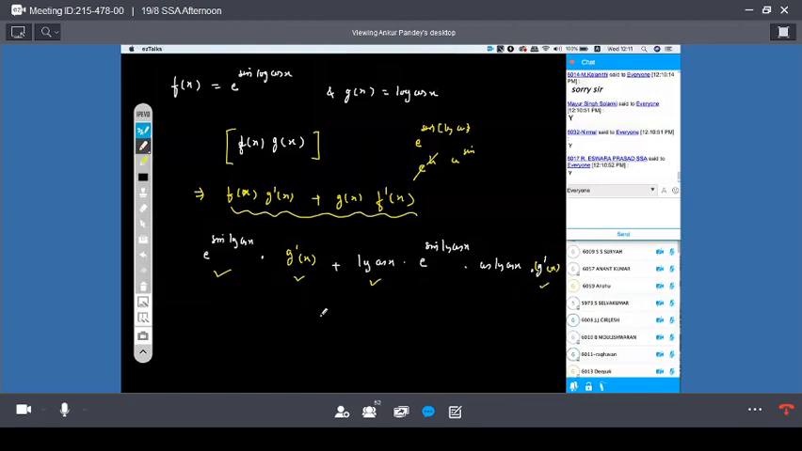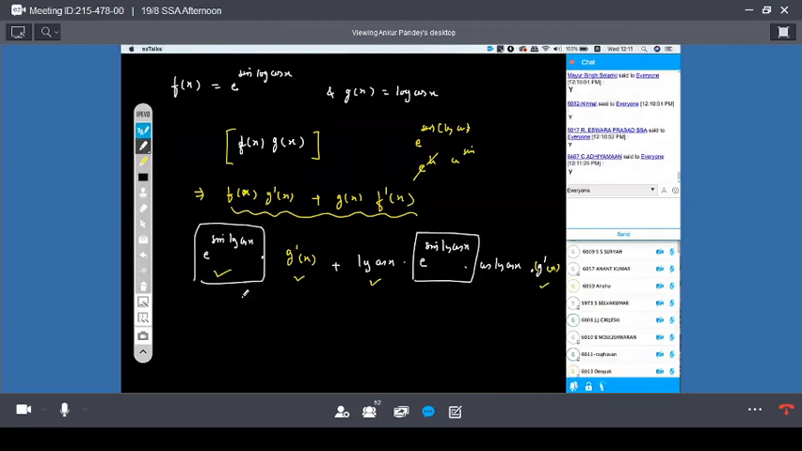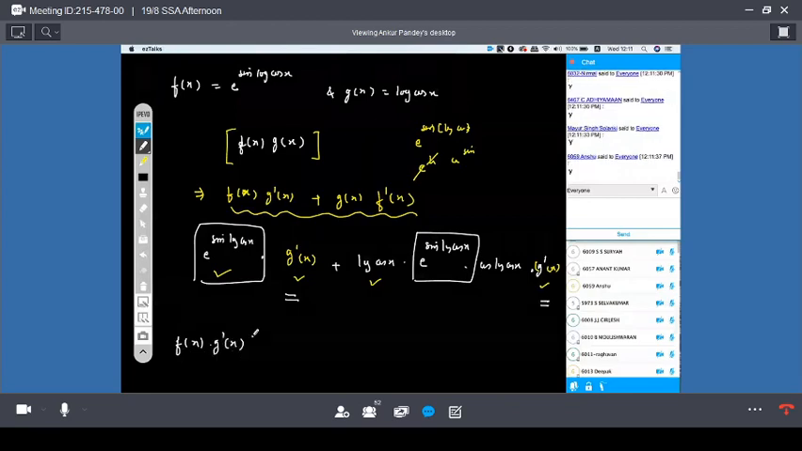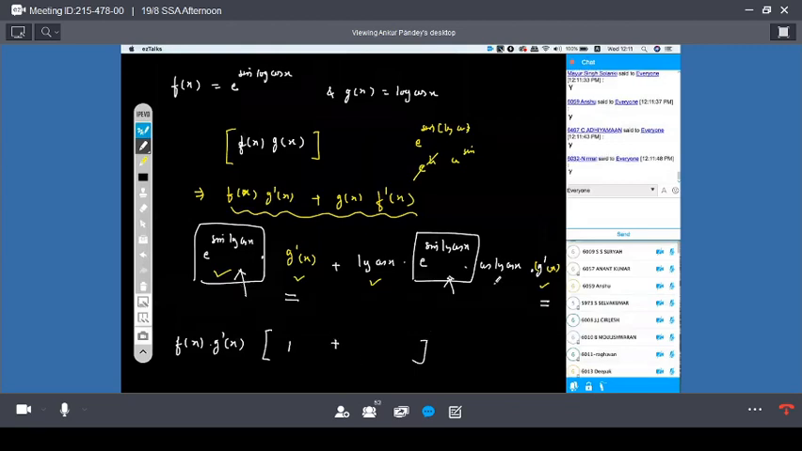Now understand this, beta. Can I take this common with g dash x? Good. So I have f of x and g dash x as common. This is f of x, right? Inside we have 1 plus cosine of log x into log of cosine x. Yes or no?